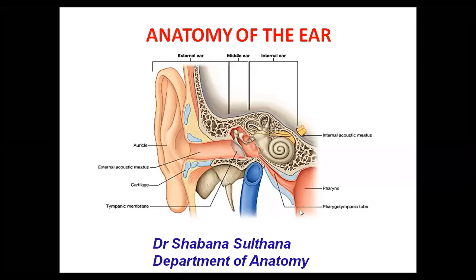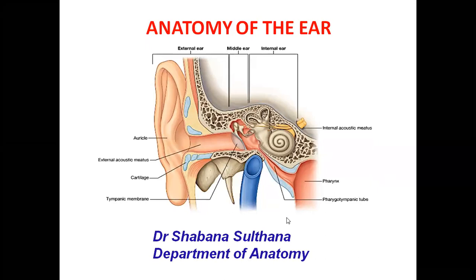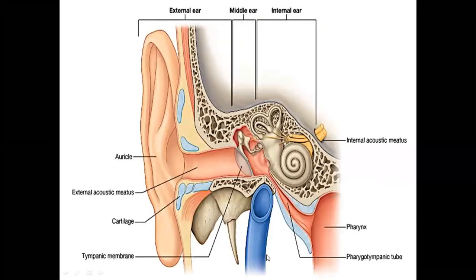Good morning, dear students. We are going to discuss anatomy of the ear today. Now, from this picture, if you see, basically, the ear has been divided into three parts. That is external ear, middle ear, and internal ear.